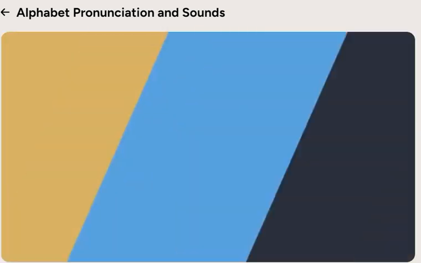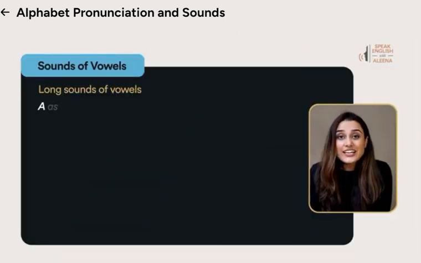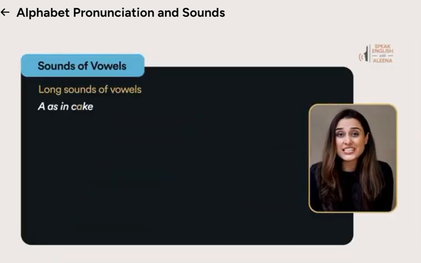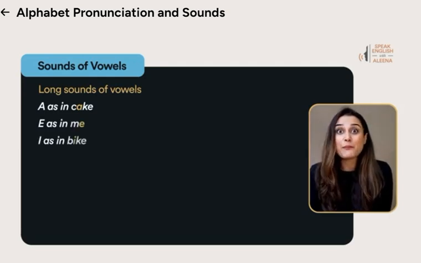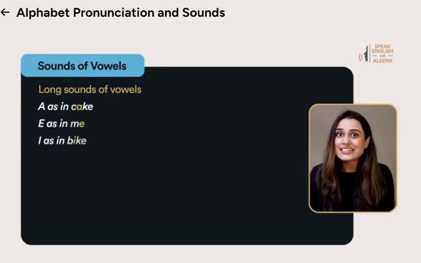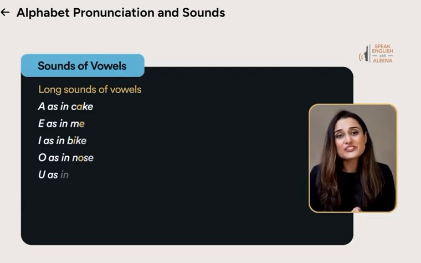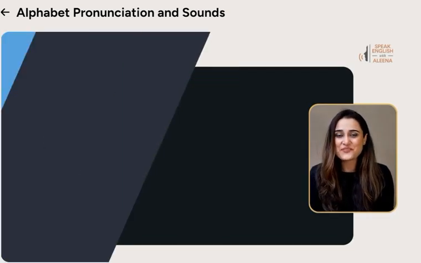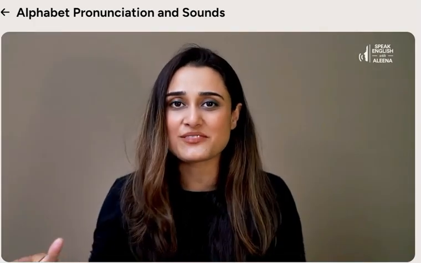Now let's come to the long sounds of the vowels. Cake for letter A. Me for letter E. Bike for letter I. Nose for letter O. Cube for letter U. Okay, so that finishes the sounds of letters for us.